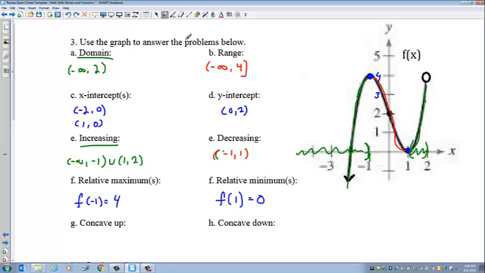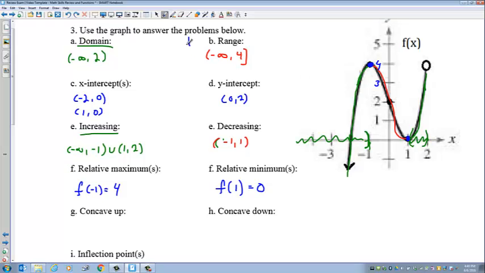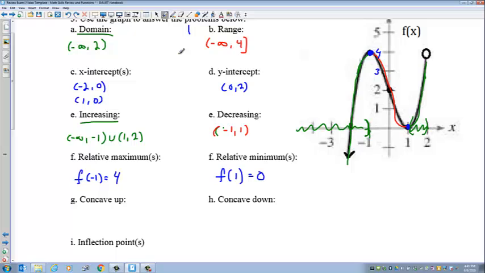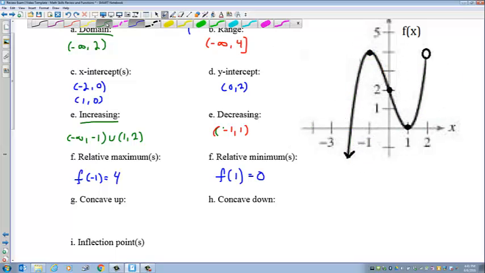All right, let's go on and take a little look at concavity here. And then we can talk about the inflection points. So for concave up, we're going to use green. And we're looking for a smile. So this is definitely a frown all the way around here, and then it turns into a smile. So I'm guessing that this is probably concave up. And then to the left there, of course, it's concave down.